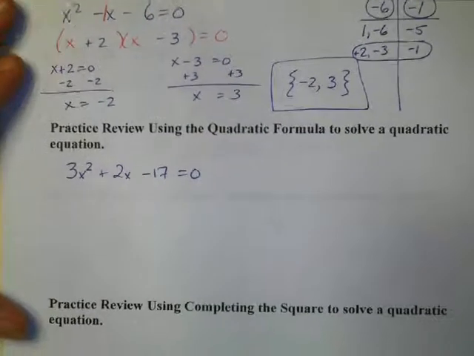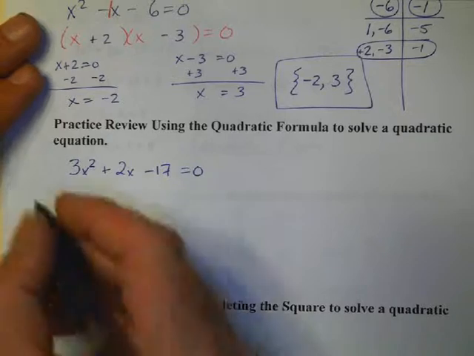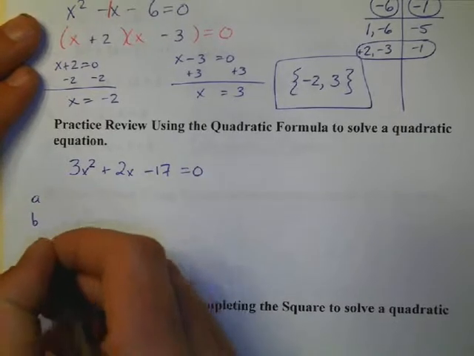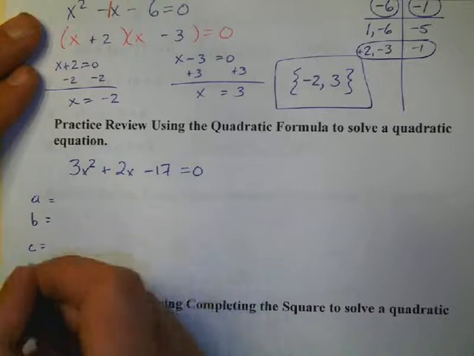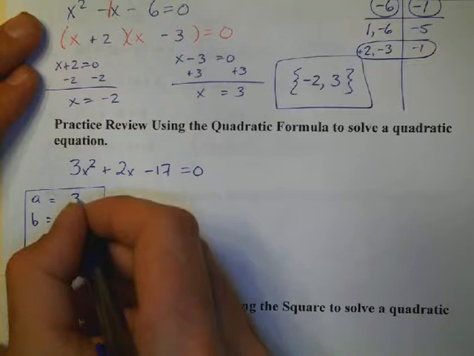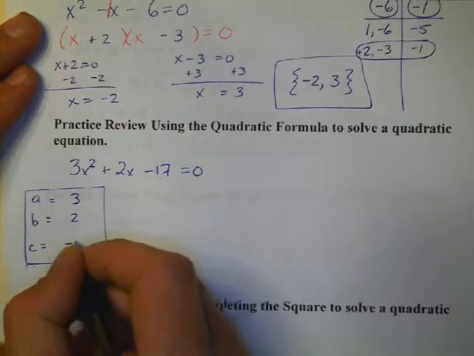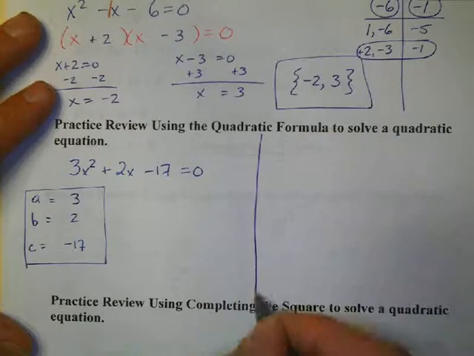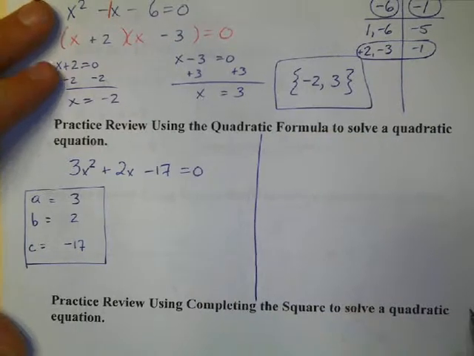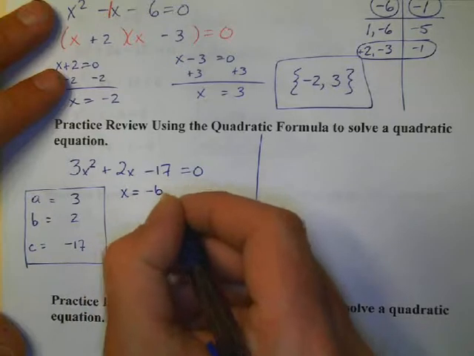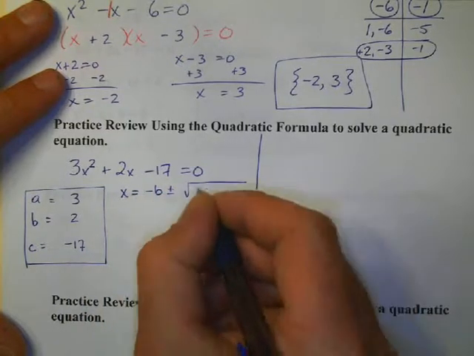Let's do number 2 for the quadratic formula. That's 3x squared plus 2x minus 17 equals 0. And as we look to work this problem through, we're going to have to remember to identify the values of a, b, and c. Our values of a, b, and c in our problem are 3, 2, and -17.